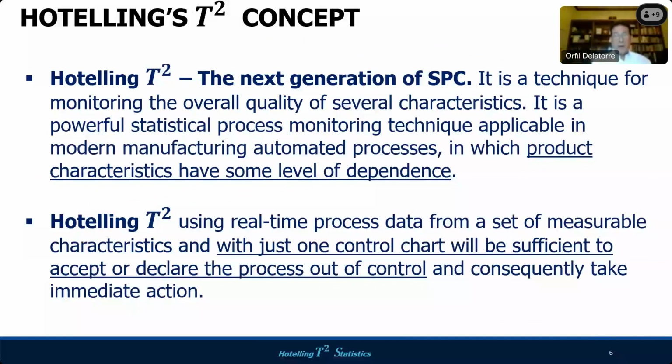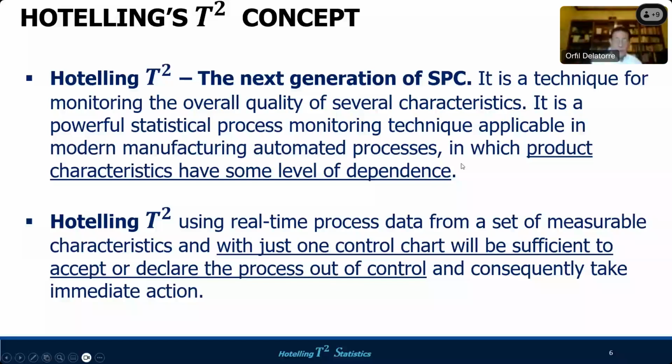It is a powerful statistical process monitoring technique applicable in modern manufacturing automated processes in which product characteristics have some level of dependence. Can you remember the SPC concept? We didn't have any restriction like that, right? The level of dependence was not in the game. So the level of dependence according to Shewhart is 0, which is not true. In many processes, we have some level of dependence, so the covariance is not 0.